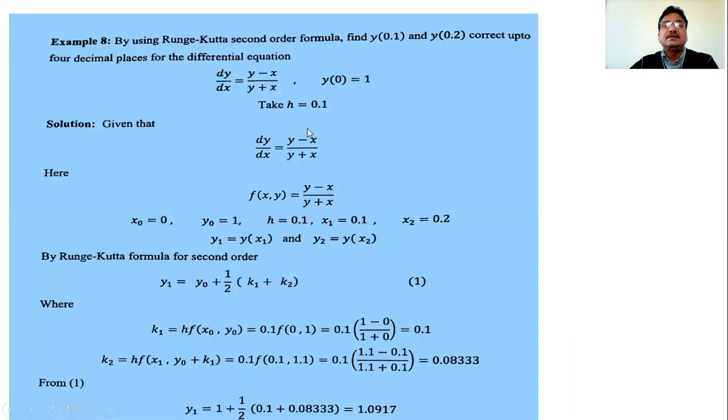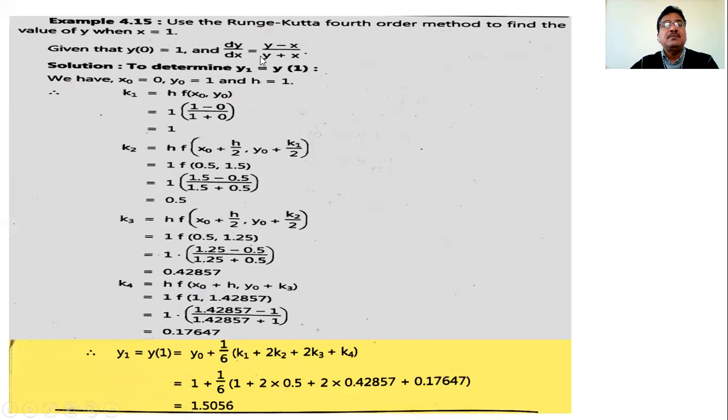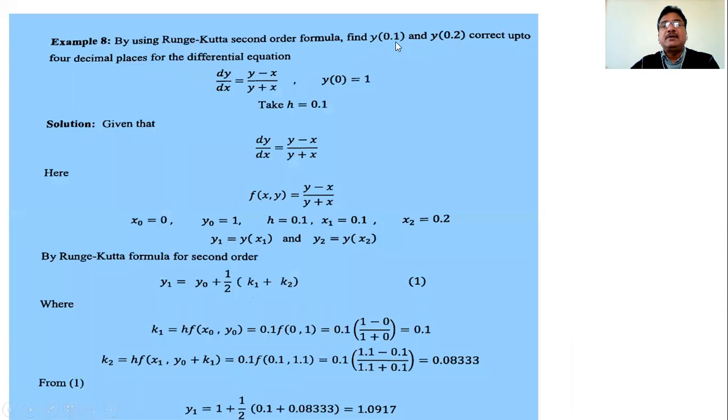So this is again the same problem, but we have to find the value at 0.1. Here the same problem, but the value at 1. And here we have to find the value at 0.1 and then 0.2. First find the value at 0.1. So y1 at 0.1 is this, and use this as an initial condition for further calculation.